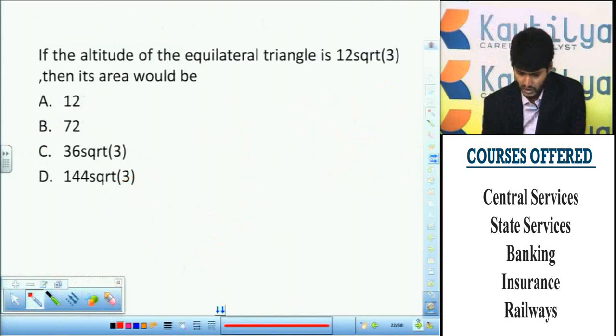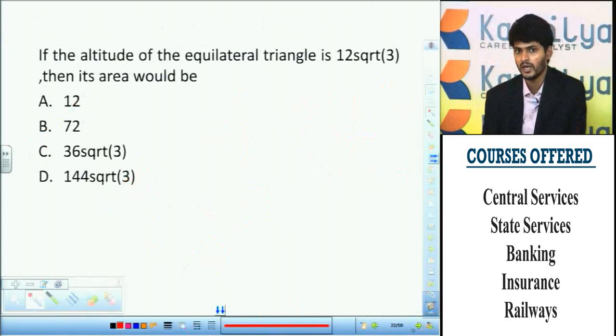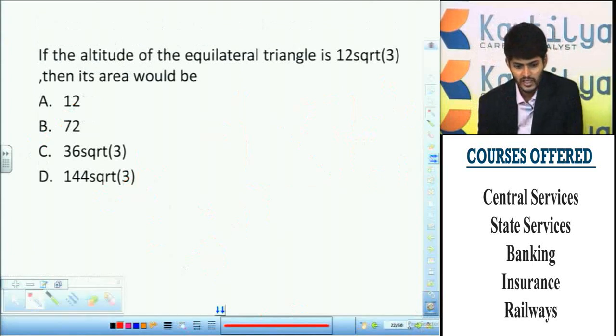Okay, let's move on to your next question, which is about an equilateral triangle. An equilateral triangle is very easy to remember, because you might have seen some advertisements also.